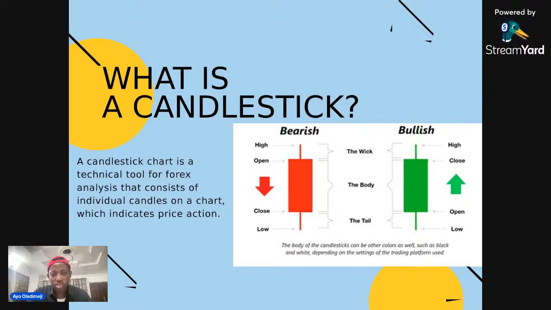Now, you can see in this bearish candle, we have a wick, and the top of the wick is regarded as high, while the bottom of the wick, the lower wick, or what we call the tail, is regarded as low.